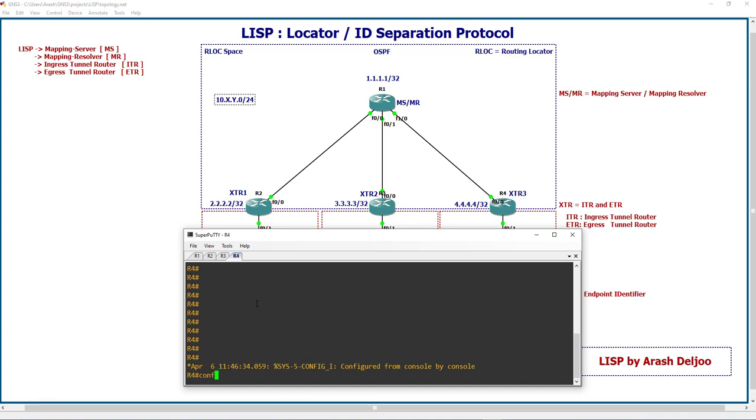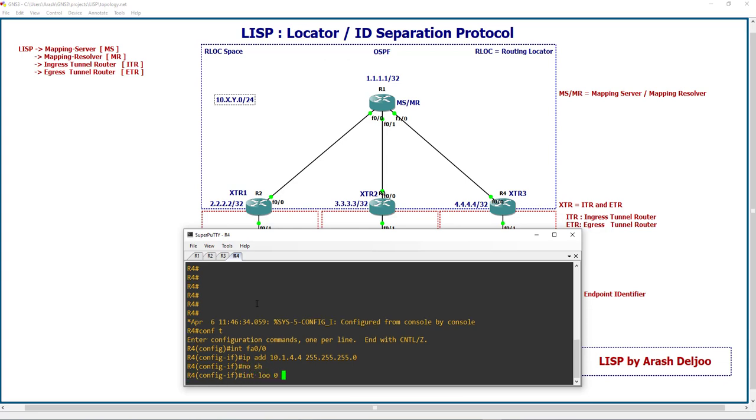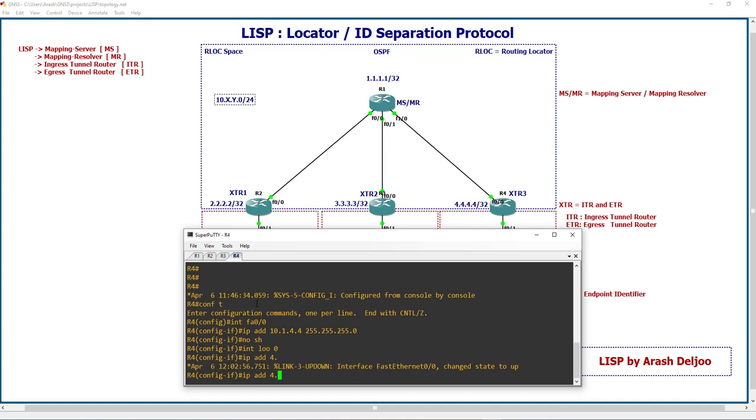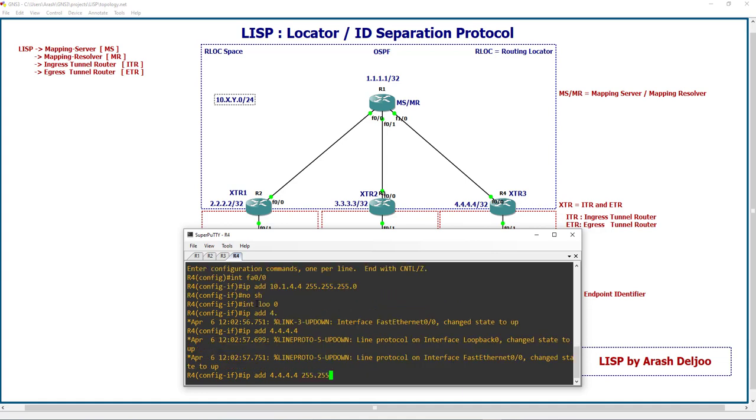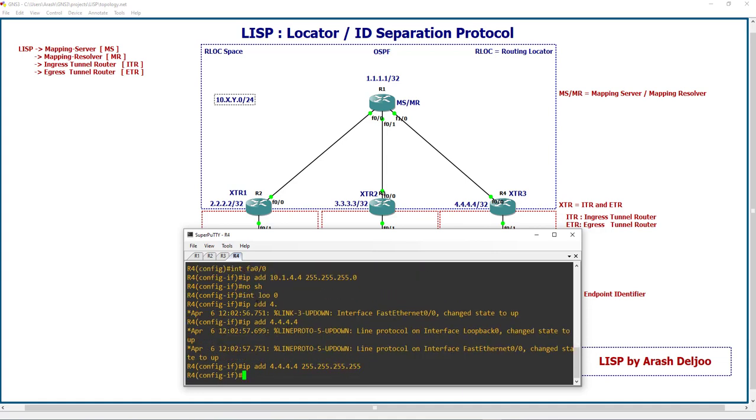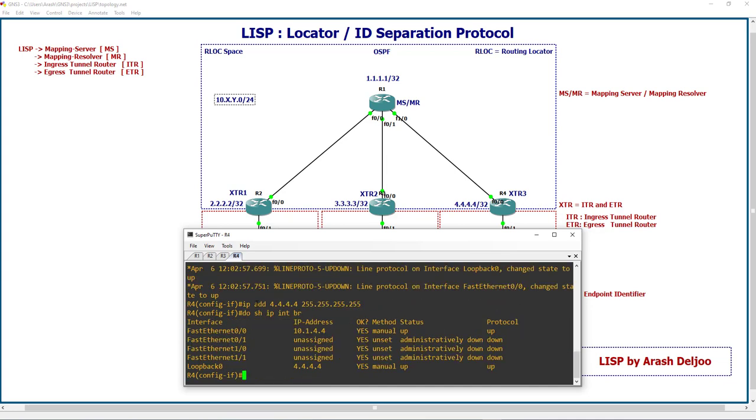This is router 4. Conf t, interface FastEthernet 0/0. The IP address is 10.1.4.4, 255.255.255.0. No shutdown. Interface loopback 0 has this IP address: 4.4.4.4, 255.255.255.255. This is the initial configuration in router 4. Do show ip interface brief.